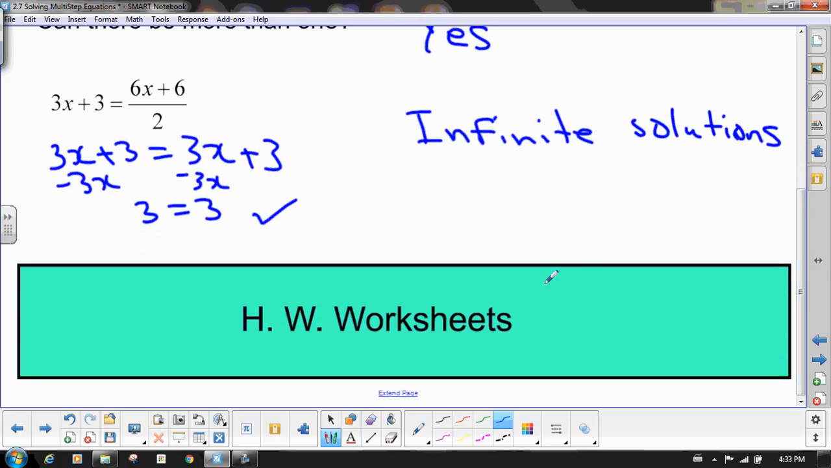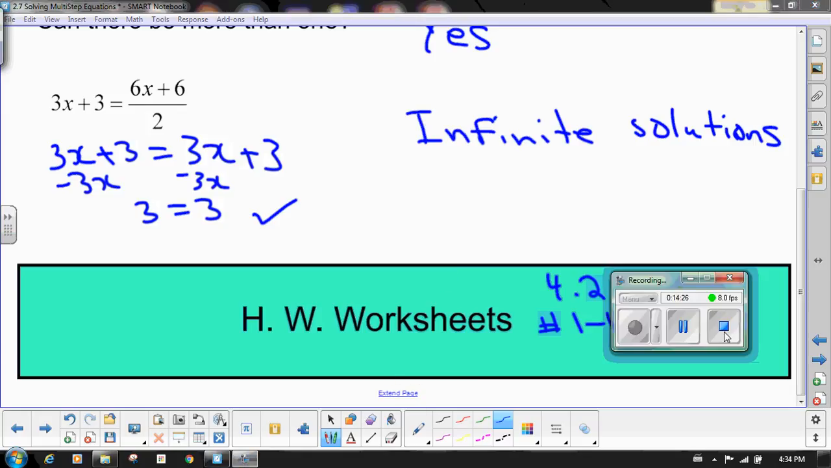Now on worksheet 4.2, you're going to do number 1 to 11, A to C. In questions where there's multiple questions there, some of them are just the question itself, so you'll complete that. But in questions where there's multiple ones, then you will complete all of those. So hopefully this makes sense. If not, you know where I am at lunch.